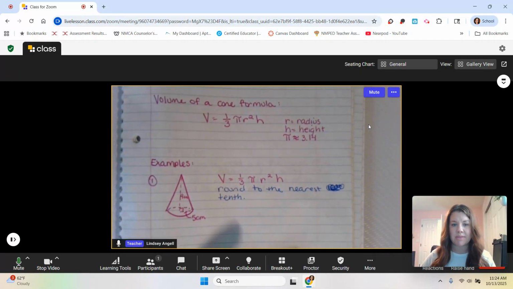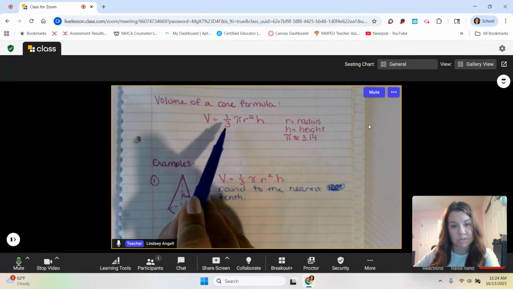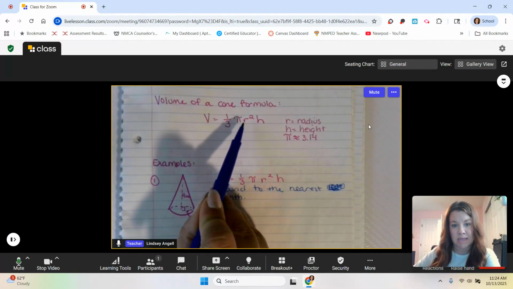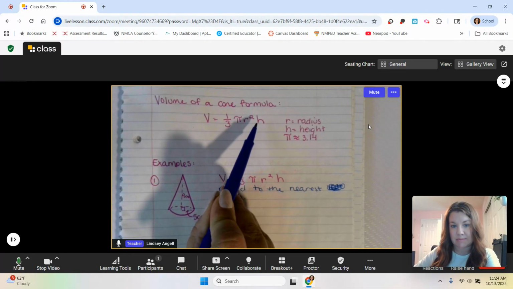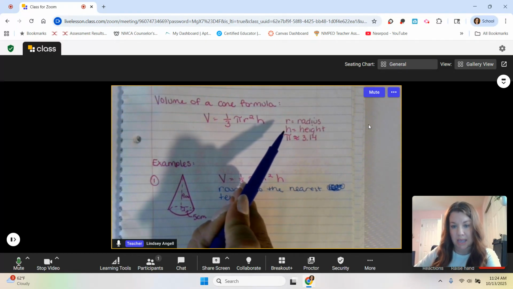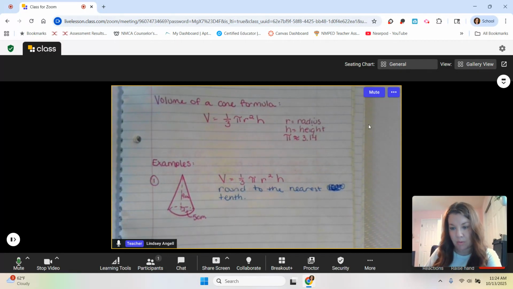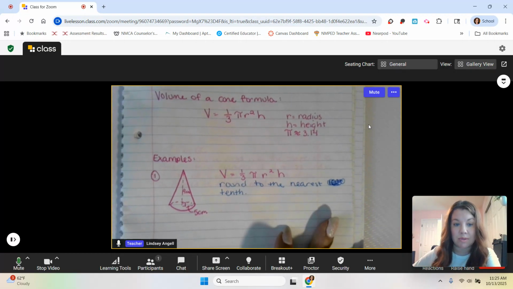So the formula that we have for the volume of a cone is 1/3 times pi times the radius squared times the height. R stands for radius, H stands for height, and for pi we're going to estimate it at 3.14. Okay, let's go ahead and get right into our examples.